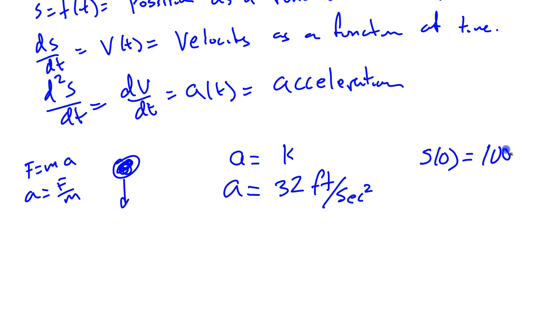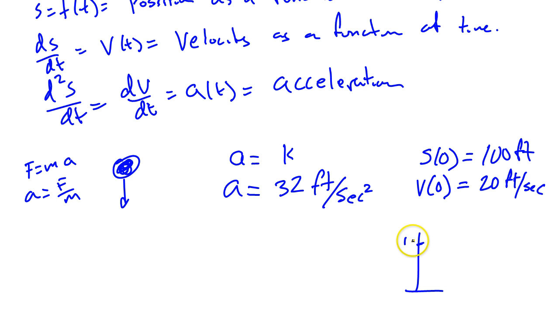I said 100 feet above the ground, right? And let's throw it upward at a velocity of, let's say, pick a number, it doesn't really matter. How about 20 feet per second, right? So it's starting off up here at about 100, and I'm going to throw it upwards. It's going to go up, and then it's going to come down.